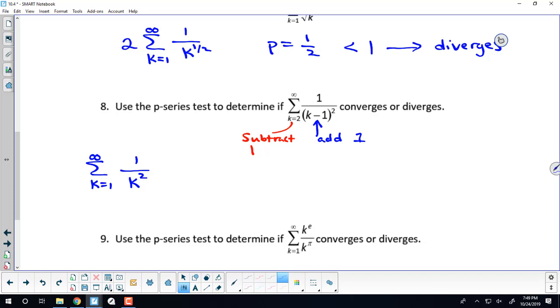So you could come up with a bunch of different examples like that. If you shift it over, as long as that power is larger than 1, we have convergence.